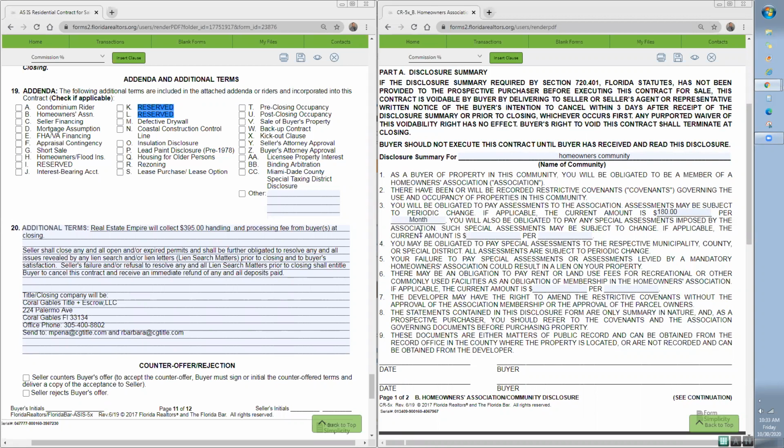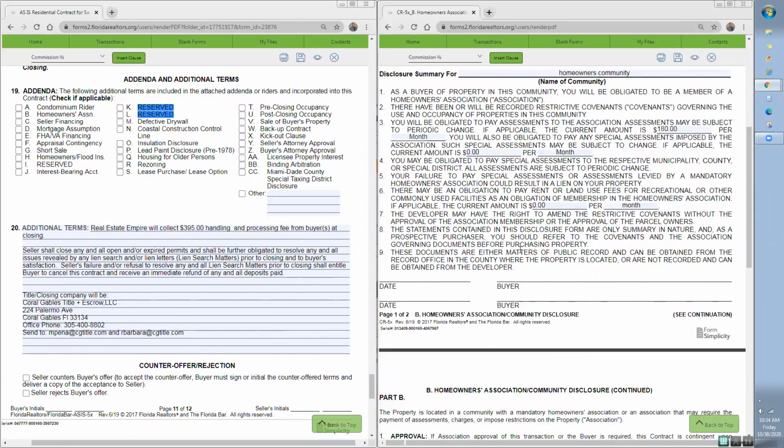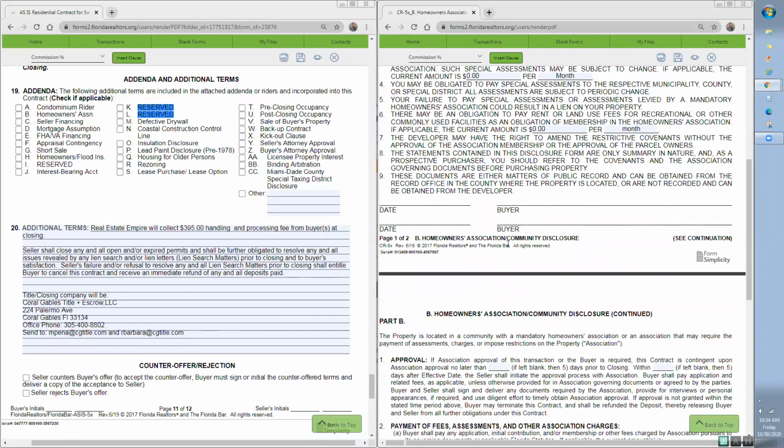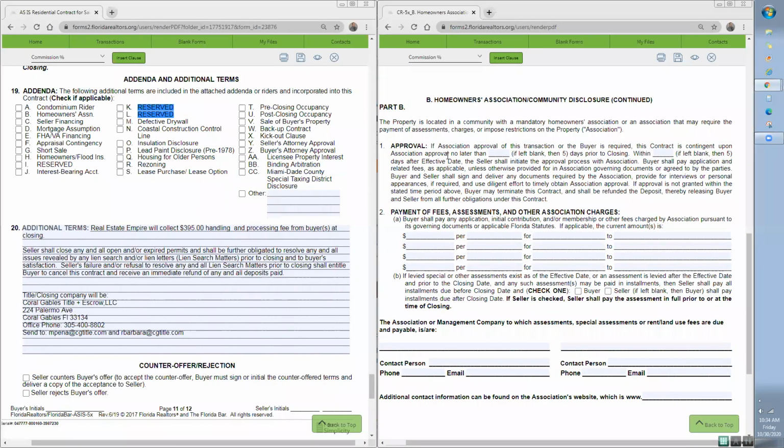Then the second one is the special assessments. So here you're going to put whatever the special assessment fee is. If there isn't any, you're going to put 0, and it's per month. And then this next one you'll notice is the obligation to pay rent or land use fees for recreational or other commonly used facilities. So you'll notice it's the same exact thing as the condo one, but it's just in a paragraph format. So here you're only going to put the fees that are going to be assessed for the association, right? Now, here's the approval part, the same thing as the other one.